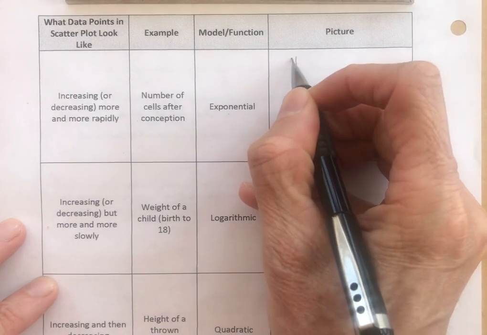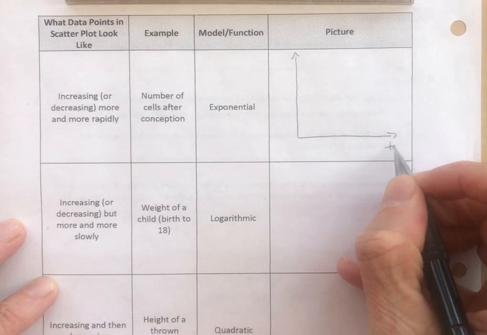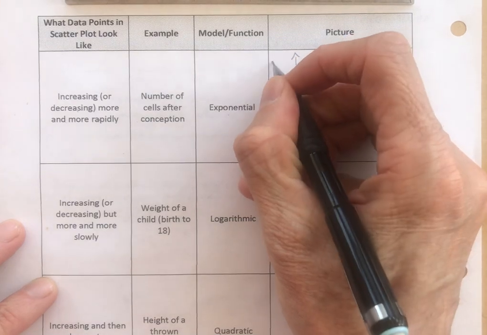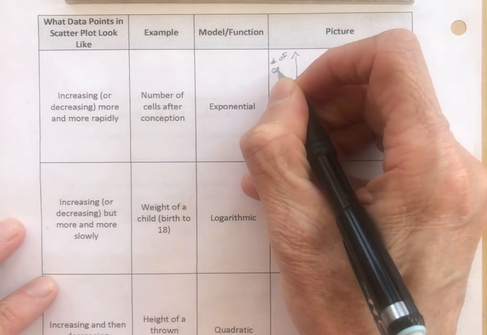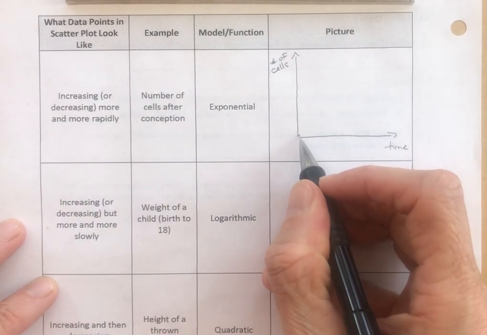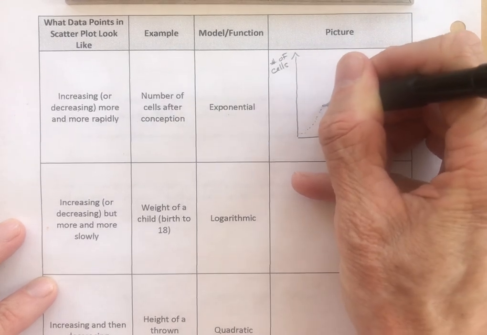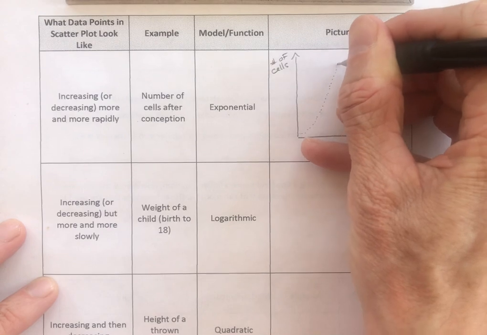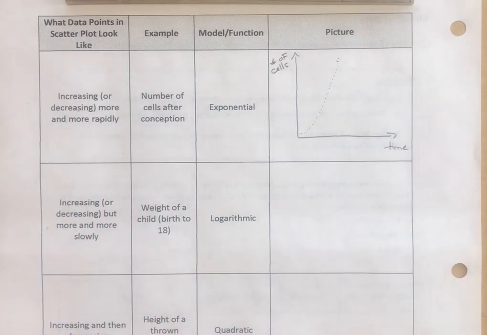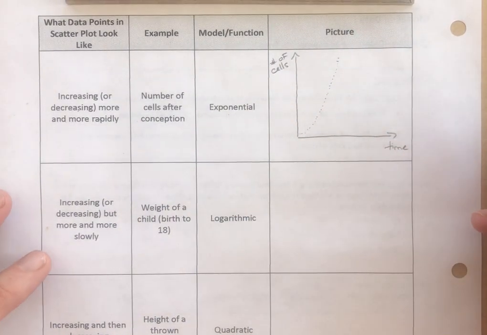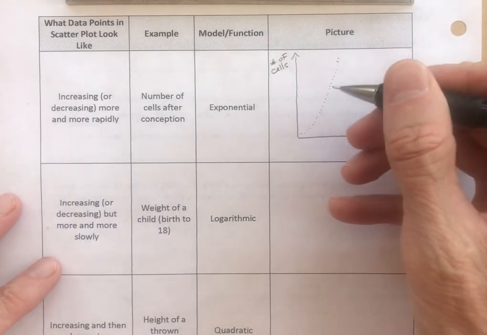And we'll label the x-axis time, and the y-axis is the number of cells. And again, at time 0, we might have 1, but the number of cells, as they split and split and split, and they each split, it grows faster and faster and faster until it reaches something like, I don't know, 3 trillion or something human cells.